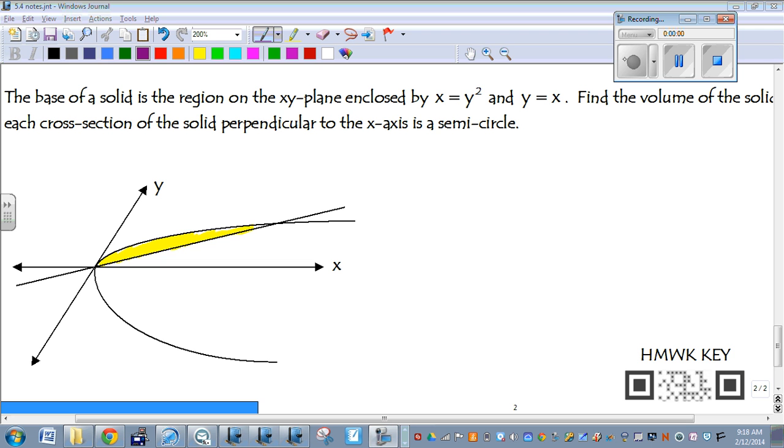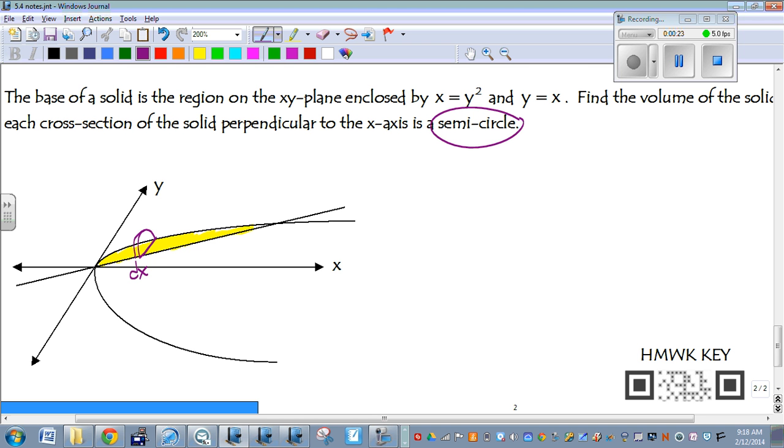This last one's a little bit different. We're going between the same parabola, but now the line y equals x. So we have a different region we're dealing with. And the cross sections here are semicircles. So I'm going to draw a little line parallel to the y-axis again. And then from there up, I'm going to draw a little semicircle with little thickness to it.